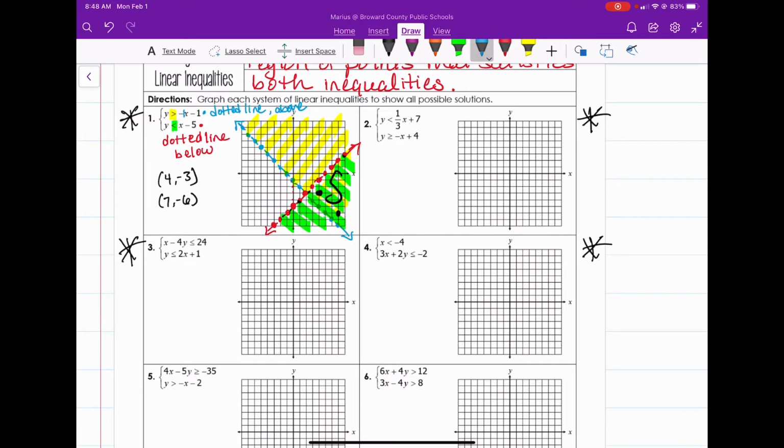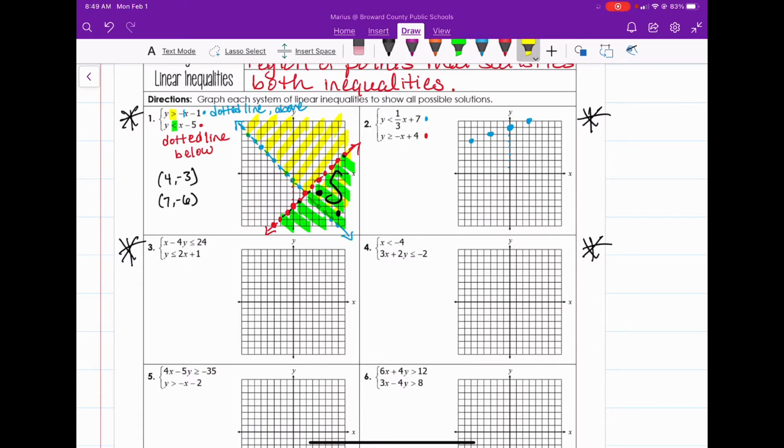Number two, I'll do the first line in blue and the second line in red. So the blue line has a y-intercept of +7. So 1, 2, 3, 4, 5, 6, 7. The y-intercept, the slope is +1/3, which means go up 1, right 3. I did that. Can't go to the right anymore. I can go to the left by going down 1, left 3. And I repeat that. Can't do that anymore.